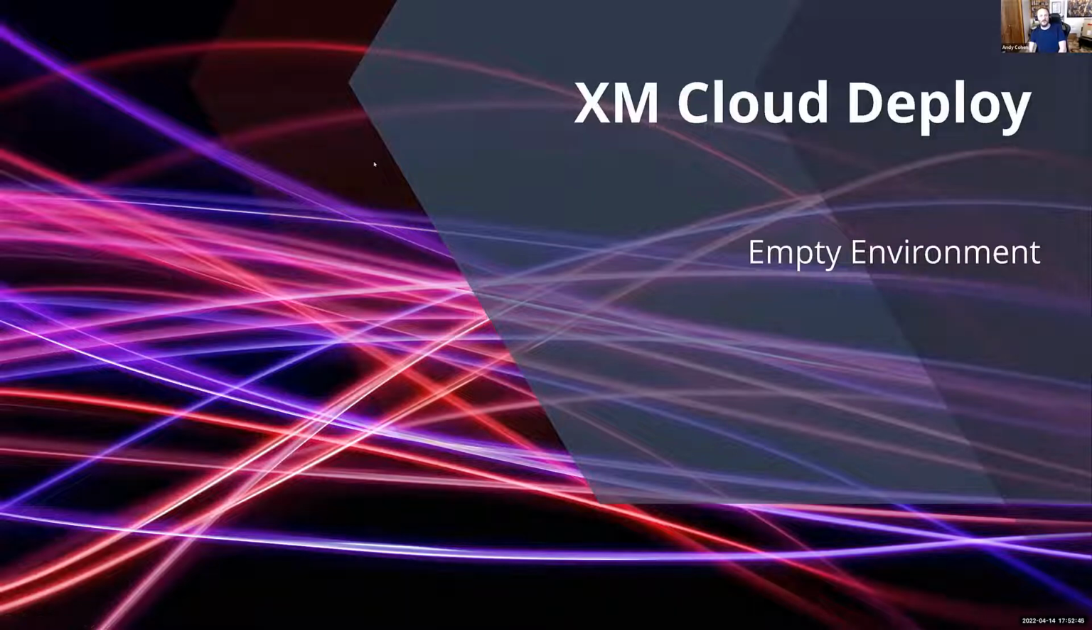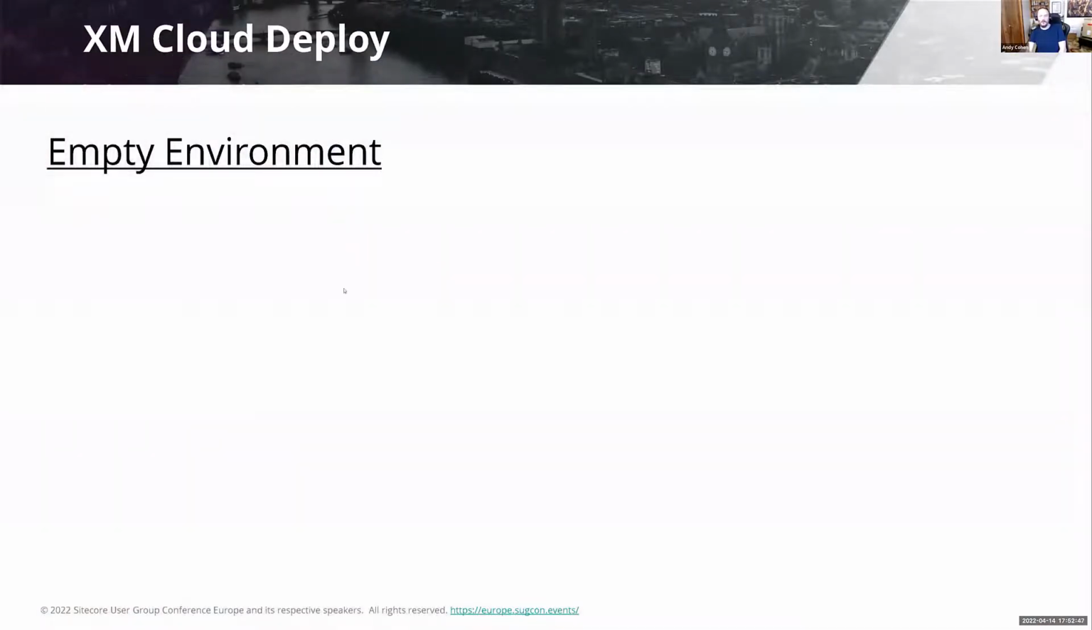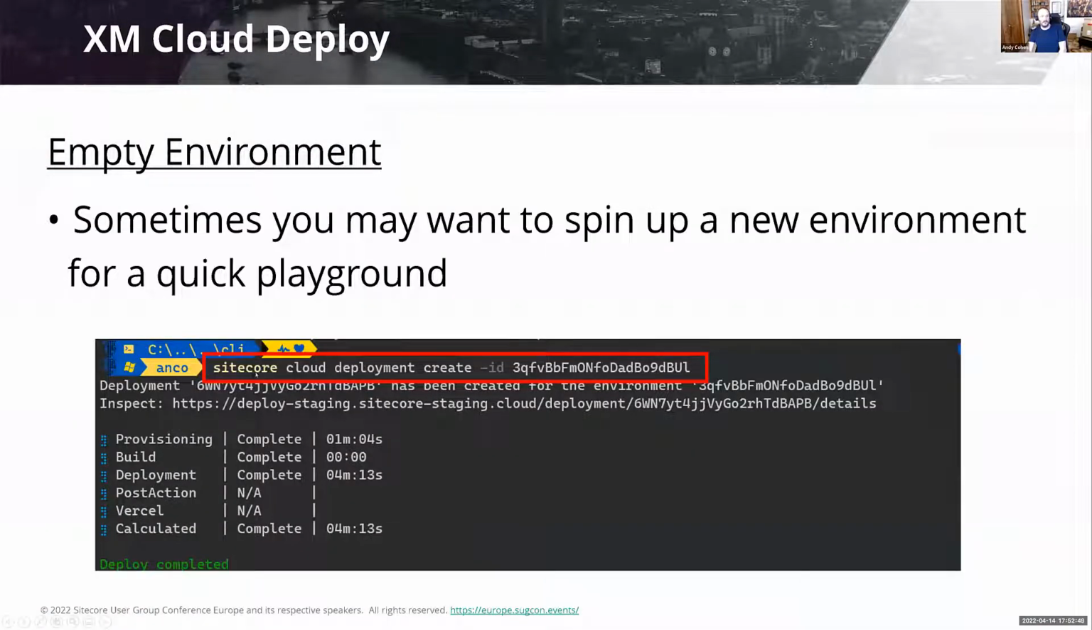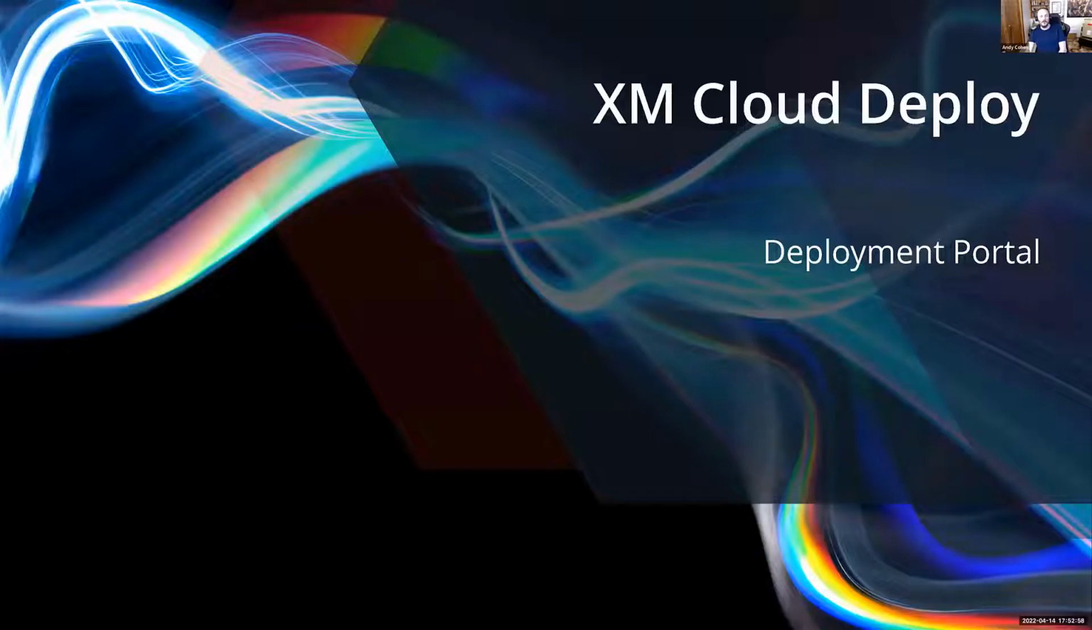The empty environment scenario is pretty simple. You just say Sitecore Cloud Deployment create, you pass it the environment ID that you created, and it deploys out your environment. It's extremely straightforward.